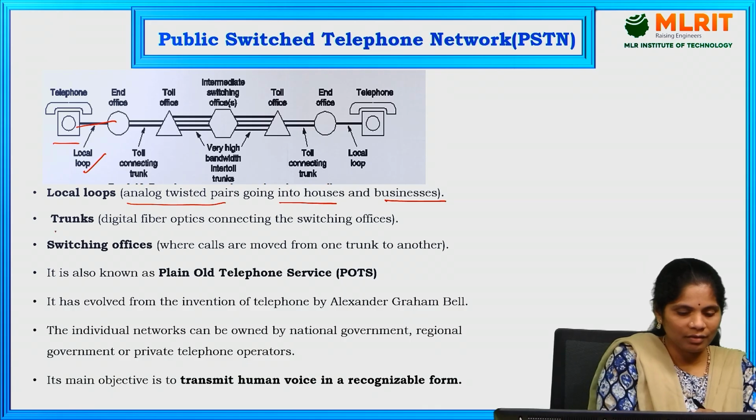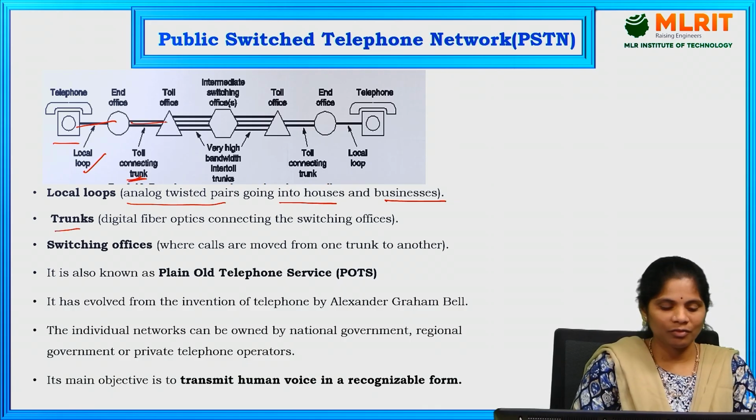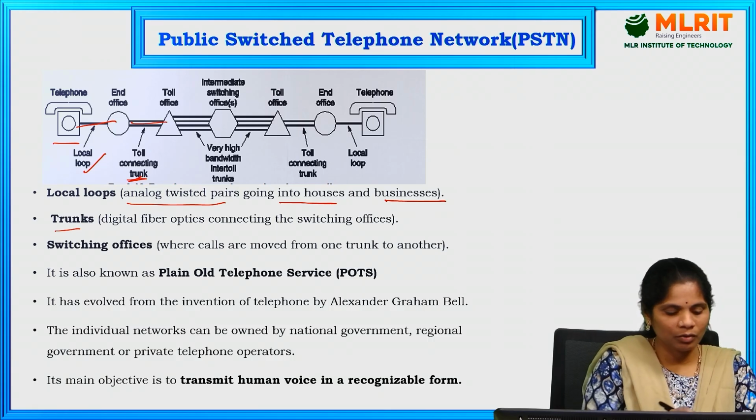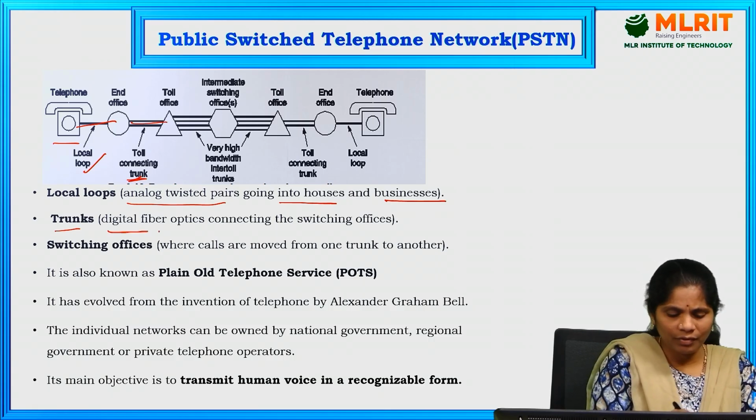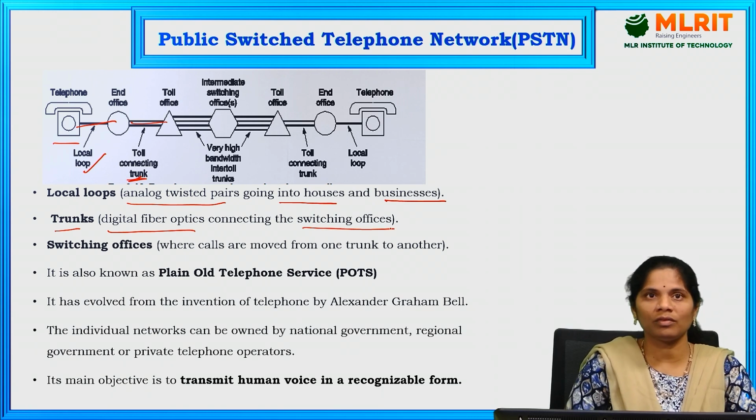And next one is the trunks. Where are we using trunks here? Here is the trunk, for connecting the end office to the toll office, meaning from the base station to the home station, we are connecting with the trunks. Here we are going to use fiber optic cables. For connecting the switching offices, we are going to use these trunks.